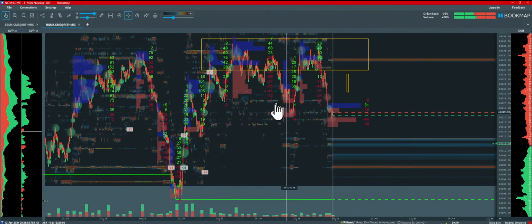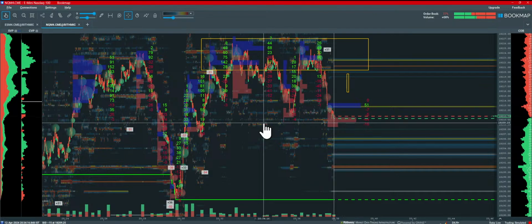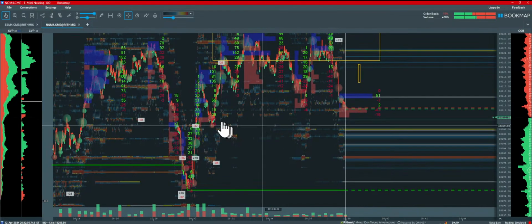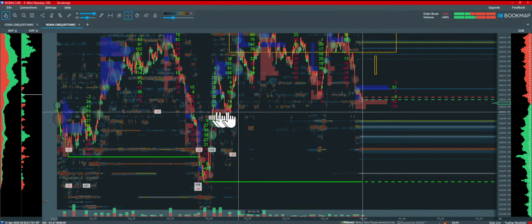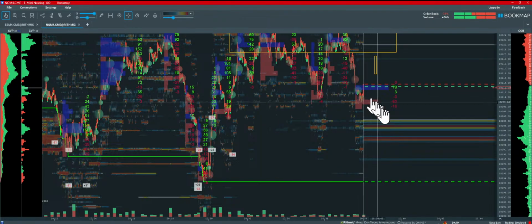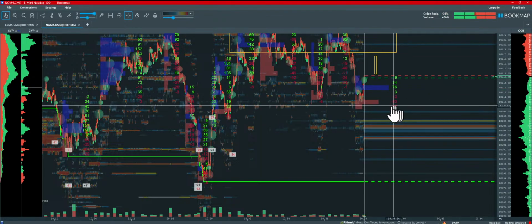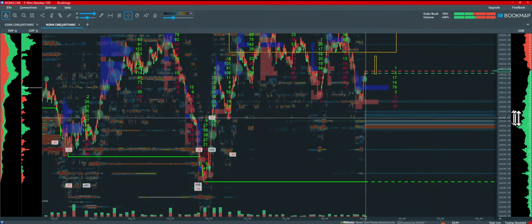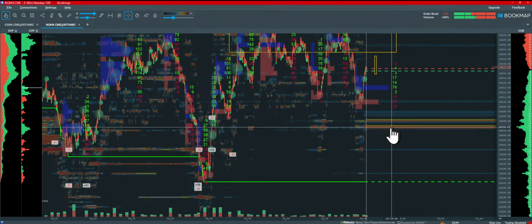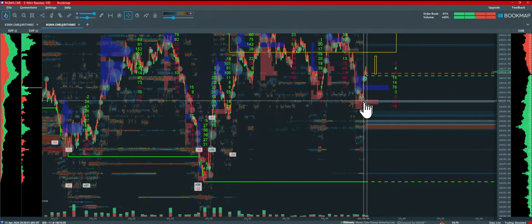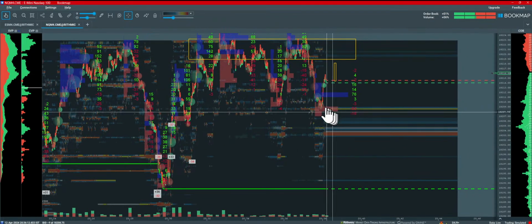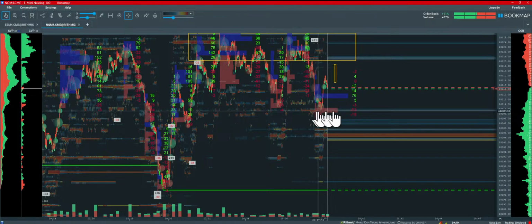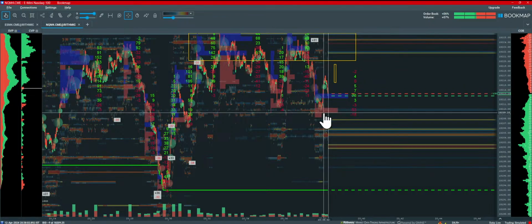So now let's go and see where our entry point could be. The first point that I see is somewhere in this zone, and this is what I like to see. There is an absorption of sorts taking place, and if you look closely, there is liquidity coming in exactly when we approach this point. So this would have been a good point for me to enter if I have to enter.